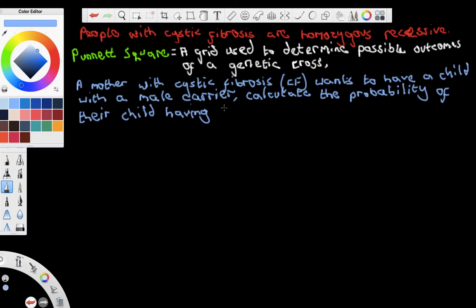Of their child having cystic fibrosis. And I can use CF now because I've abbreviated it earlier. So the way we could do this is we could draw a Punnett square. Now a Punnett square is quite simple really. We do it by drawing two lines that intersect in the top left hand corner, like so. We can put mom's alleles at the top, so mom genotype. And down the side, we can put dad's genotype.